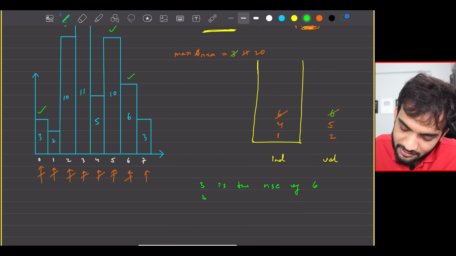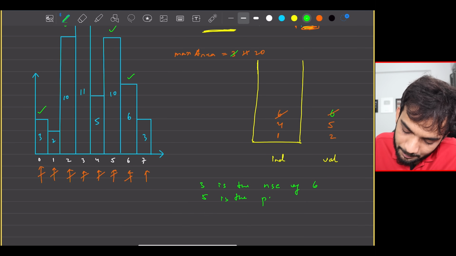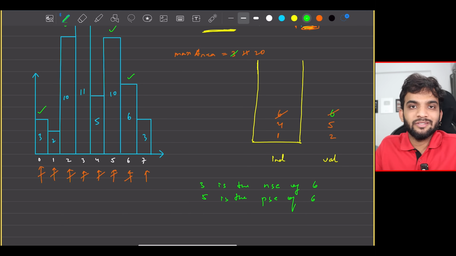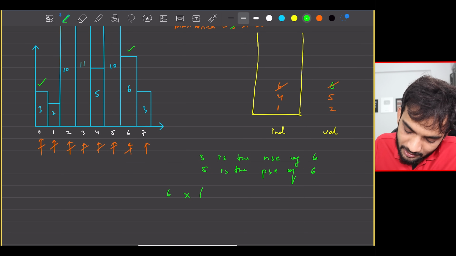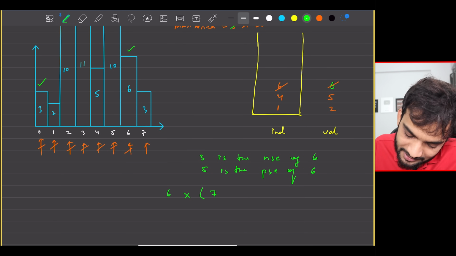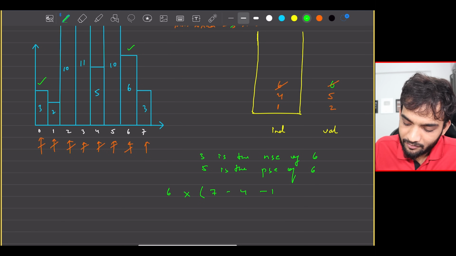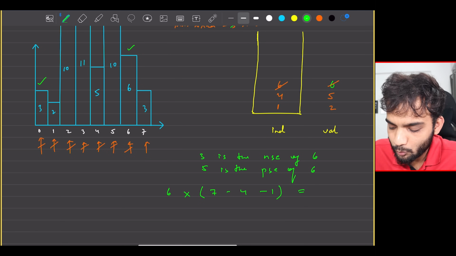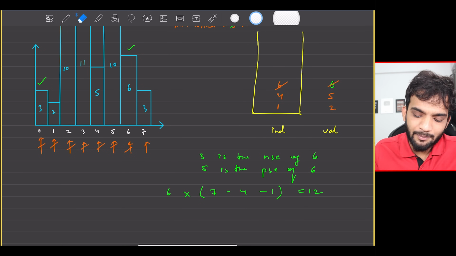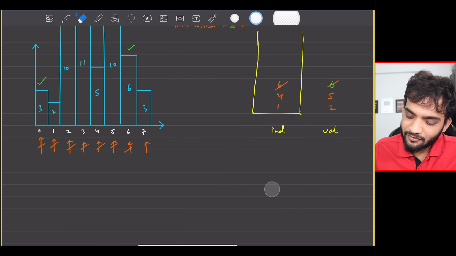At the same time, you can say that 5 is the previous smaller element of 6, which is a valid thing. For 6 multiplied with, where is the 3? Index 7. Where is 5? Index 4. So you could just straight away write 5 and you could do this. That would give you 12, which doesn't change the max area. That is done. So I've kicked out 6 as well.